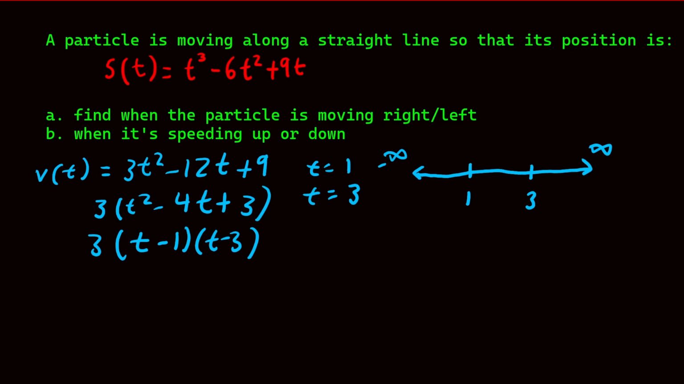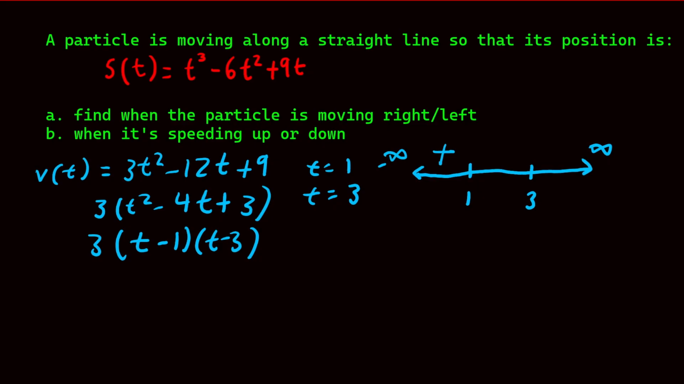But anyway, we're going to put any number between negative infinity and 1 into our velocity function to see if we get a positive or negative. Well, 0 is pretty easy. If we put 0 into v of t, we're going to get 0 minus 0 plus 9. So this is positive. Now between 1 and 3, I'm going to put in a 2.